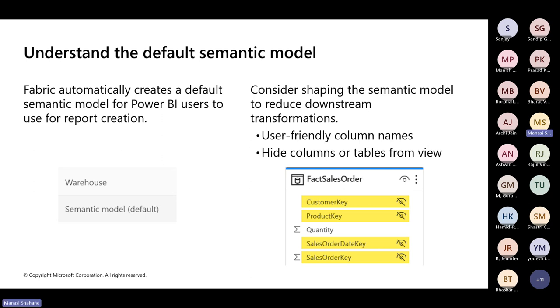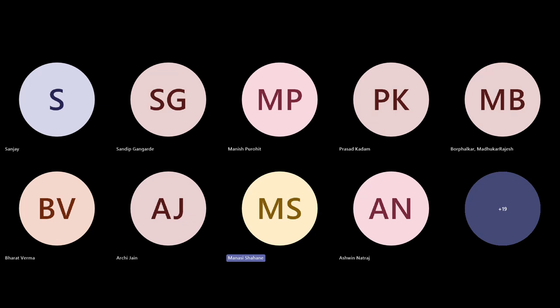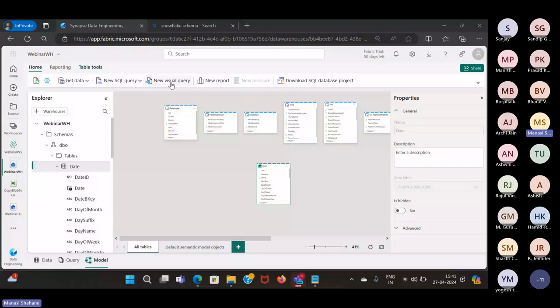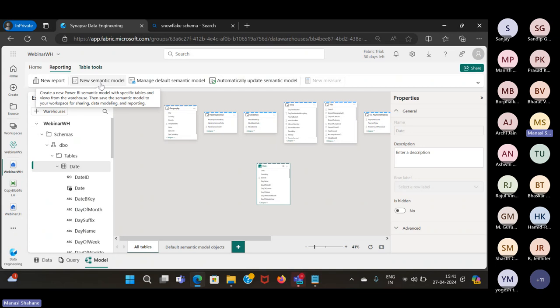So you can use the default model, or you can even create your own. So if I have to create my own, I'll just show that also to you, how you can create your own semantic model, so that you can use that for visualization in Power BI. So if you see here, you have this reporting tool. And in reporting tool, you have this new semantic model.